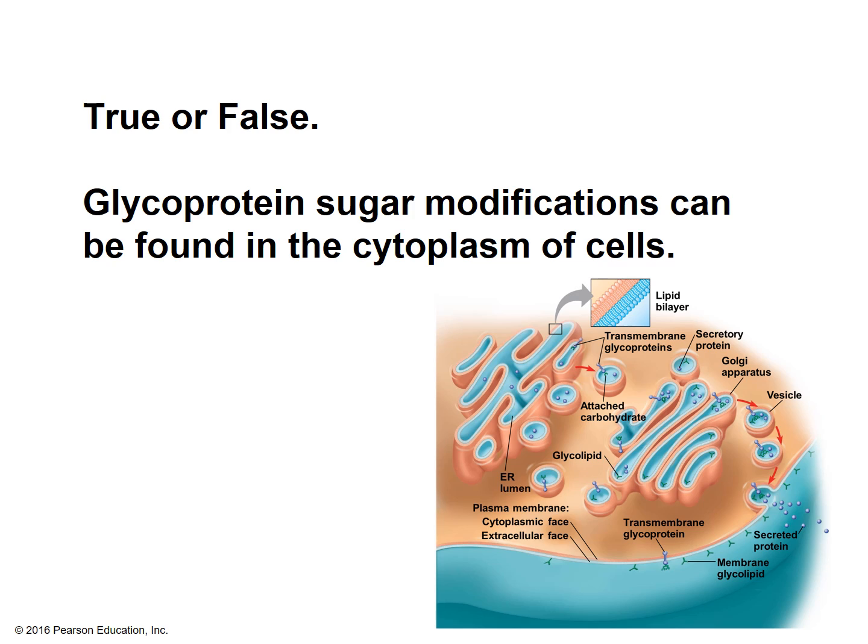So, true or false? A glycoprotein's sugar modifications can be found in the cytoplasm of cells. The answer is false. Because the sugar modification occurs in the lumen of the ER, and the lumen of the ER will stay the lumen of the Golgi and will eventually become the outside of the cell, there are no glycomodifications found in the cytoplasm of cells.